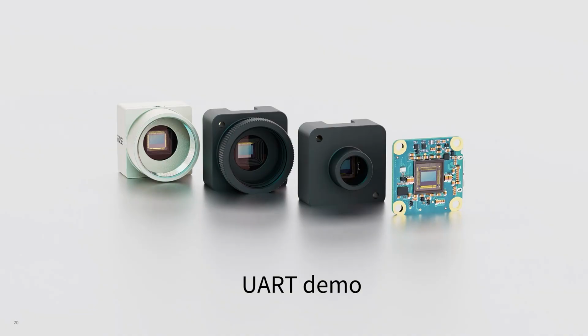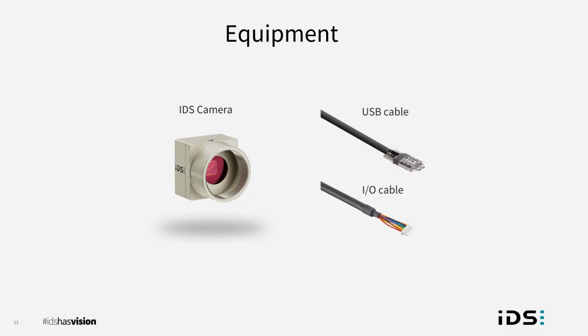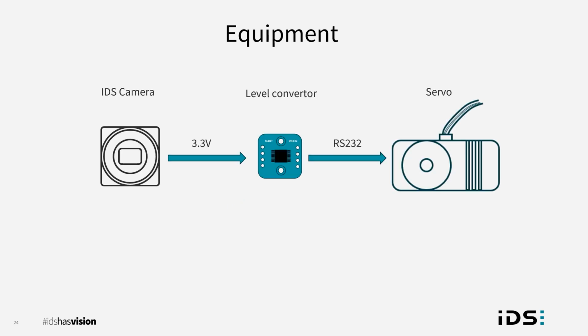We can now look at an example using an XCP camera with the UART interface to control a servo which is driving a conveyor belt. And for this, I have my camera, a USB 3 cable for the data transmission, and an I/O cable for the UART interfacing. The servo uses RS-232 levels, so I'm using a widely available level shifter to convert from 3.3 volts to RS-232 levels. If the servo was also working on 3.3 volt signaling, it would also be possible to connect the camera directly to the servo.